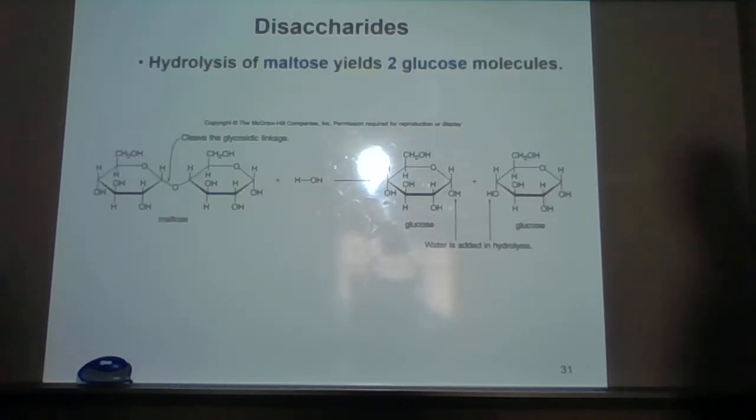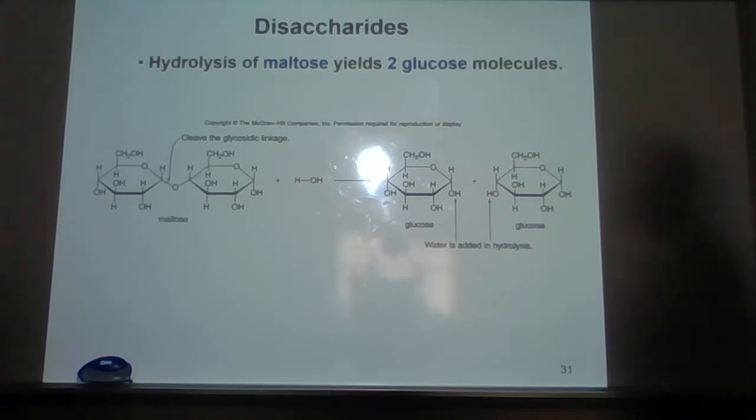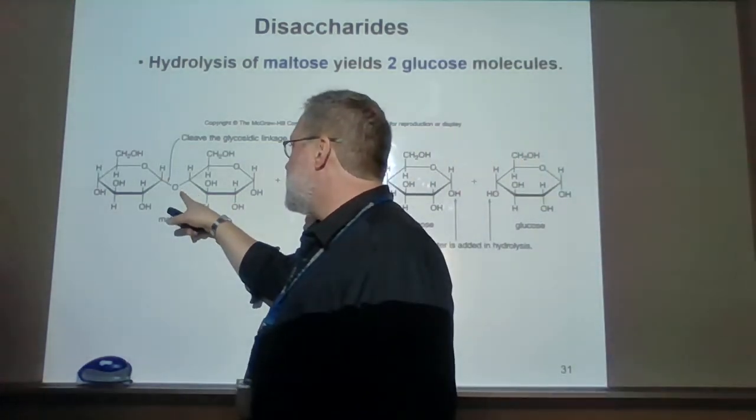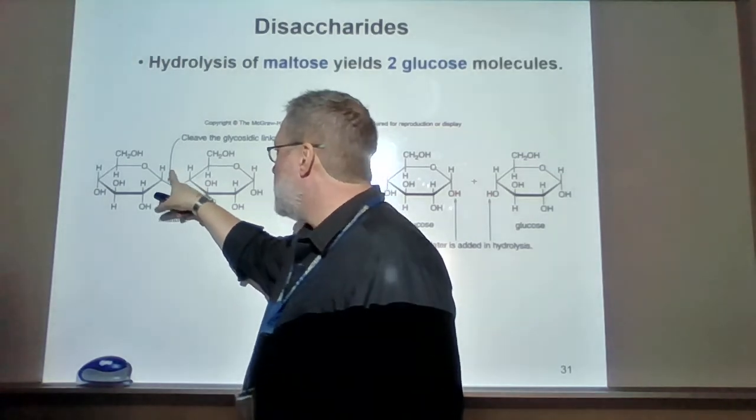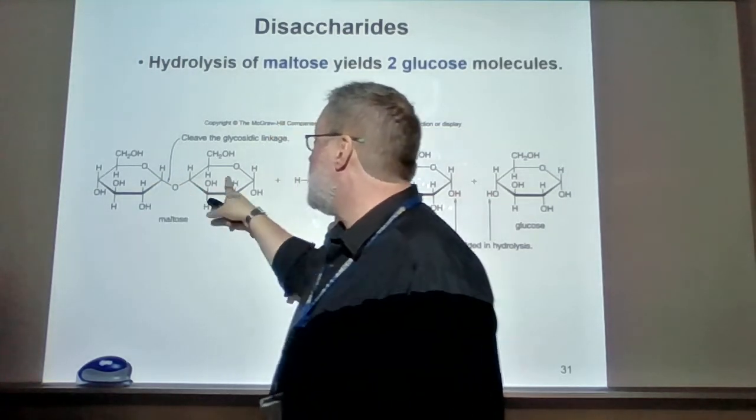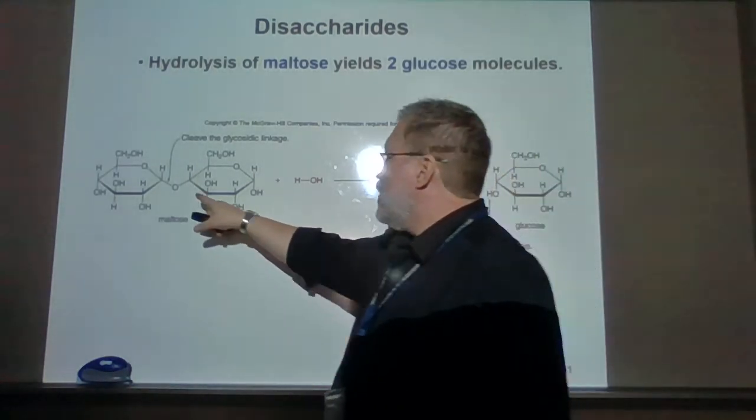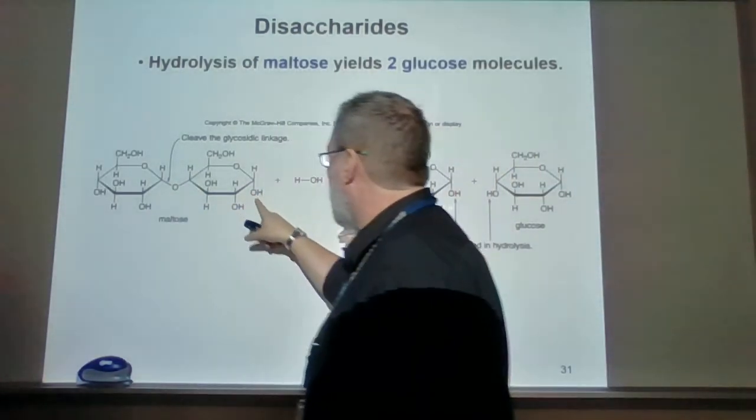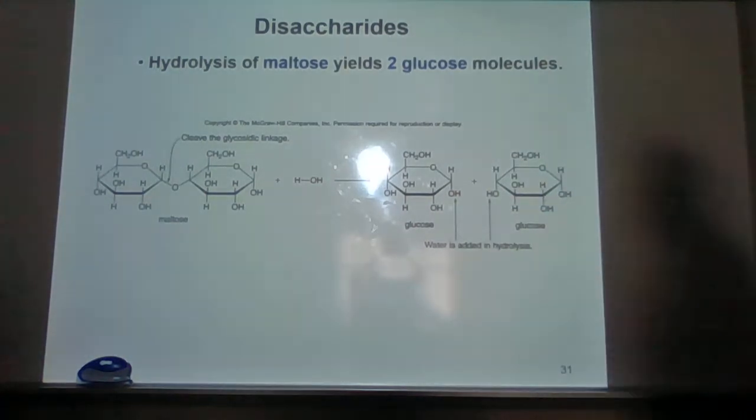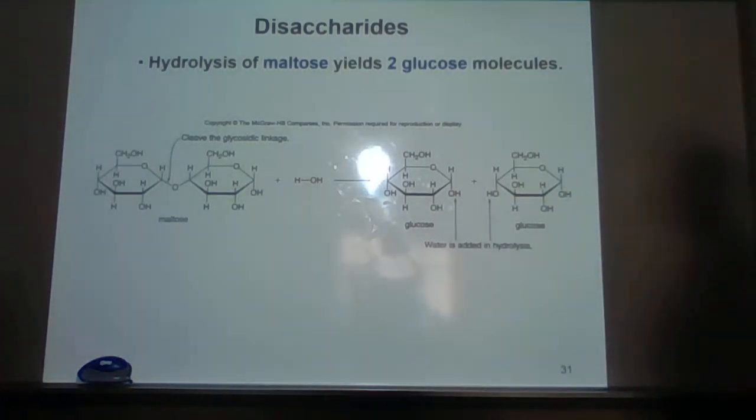So if we take the disaccharide maltose, here's our glycosidic linkage. Since this is down, this is going to give us 2 molecules of glucose. This OH group is down, that OH group is down. We have 2 molecules of glucose. So hydrolysis reaction, where we are adding water across the glycosidic linkage, gets us 2 molecules of glucose.